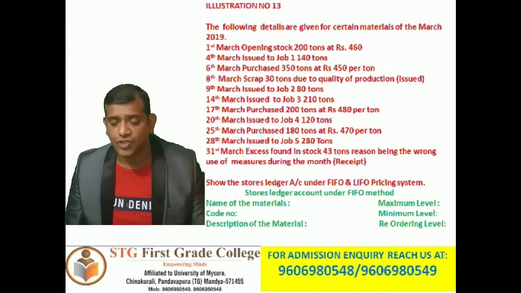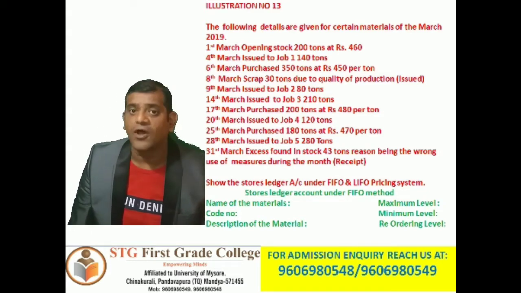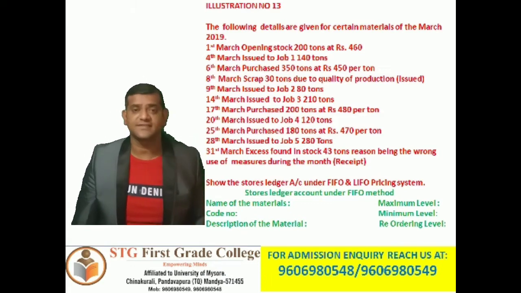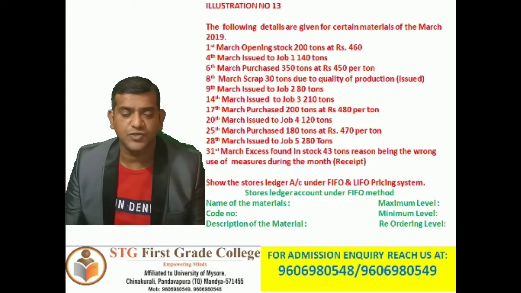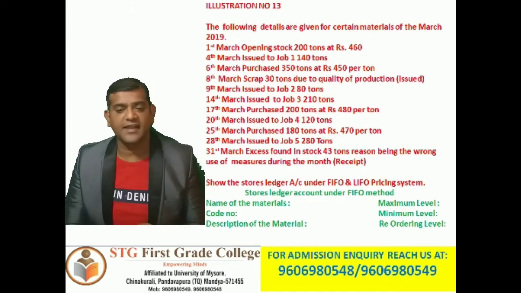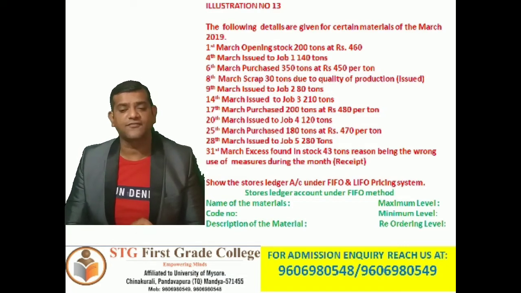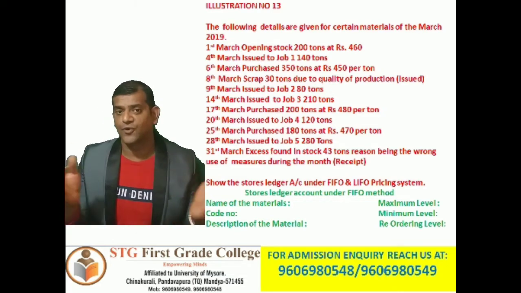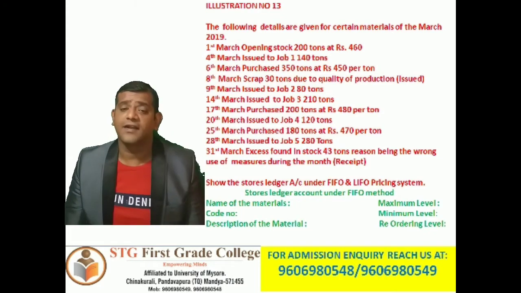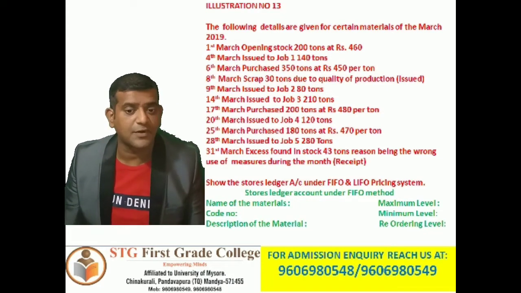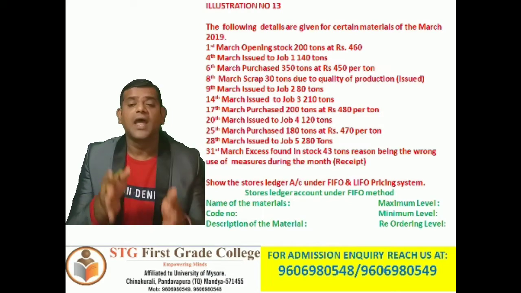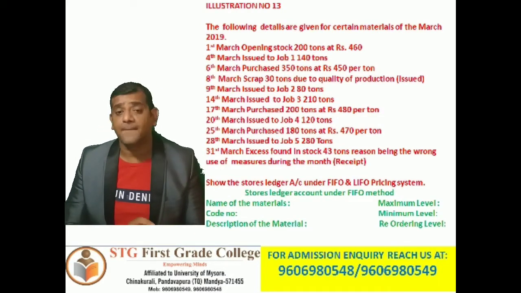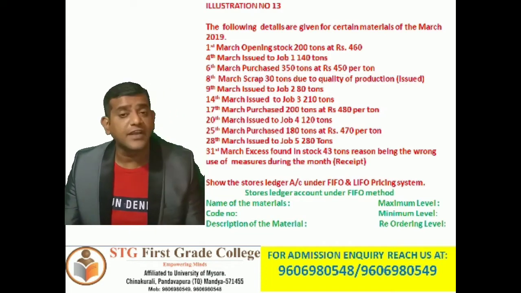Show the stores ledger account under FIFO, first in first out, and LIFO, last in first out pricing systems. We are supposed to prepare both and show these transactions. Give the heading: stores ledger account under first in first out method. You know what titles should be given on the table: the name of the material, code number, and description of the material on the left hand side, and on your right hand side you should write maximum level, minimum level, and reorder level.